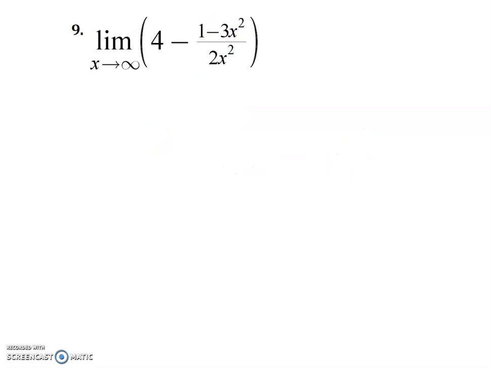Now let's look at one more. So we've got the limit as x approaches infinity of 4 minus the quantity 1 minus 3x squared over 2x squared. So to figure out this part, I have to figure out this part first. So again, I'm just looking at the highest degree term, so I'm just looking at those two. So that's negative 3x squared over 2x squared, which is going to make this part of the limit negative 3/2.